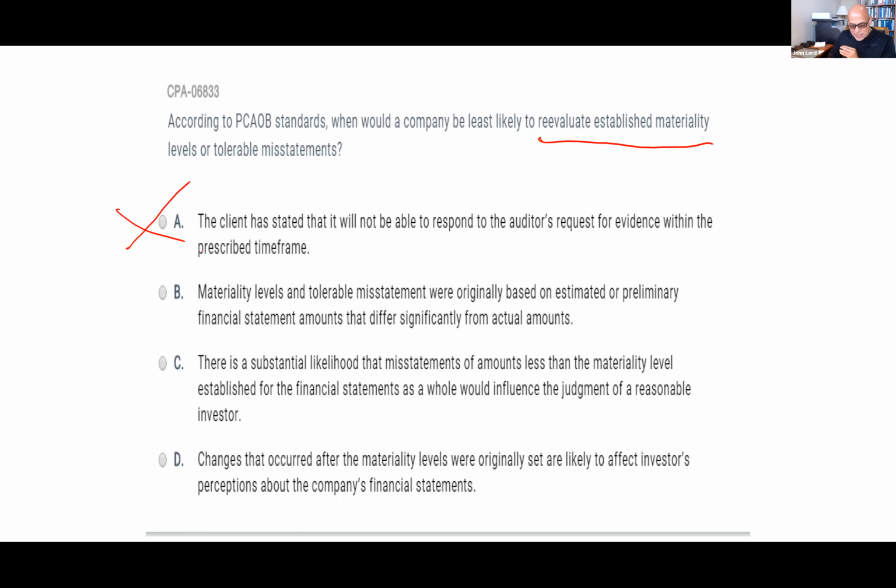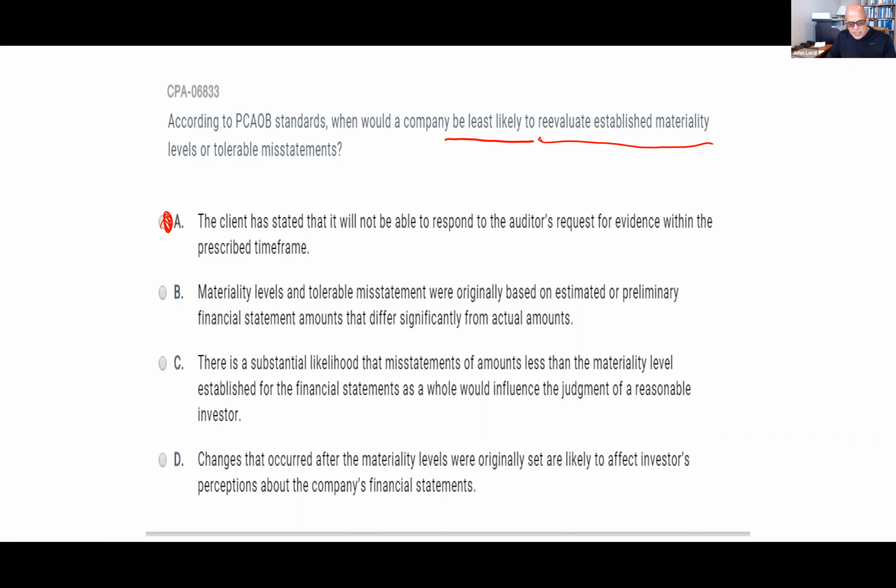Amounts less than the materiality level established for the financial statements as a whole. Okay, I'm looking at that and thinking that's important. And I'm starting to realize that I'm answering this question, I make this mistake. You got to be careful with this mistake. It says would be least likely. So I'm getting rid of A because I'm thinking most likely. And this is why it's always important to read all the choices, because I was ready to get rid of A, and now I'm thinking A is good because it says least likely, right?